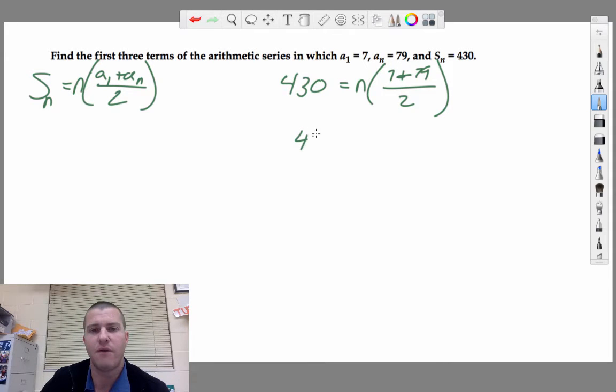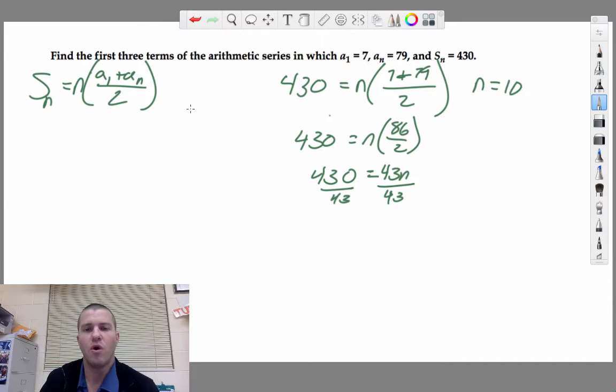So I have 430 equals n times 86 divided by 2. Well, 86 divided by 2 becomes 43. Divide by 43 and n is equal to 10. Well, the next thing I need to know is the common difference. I still don't know the common difference. Okay, so use what you have.